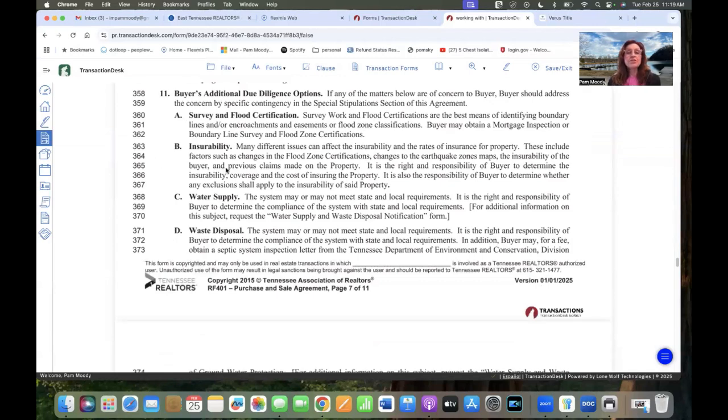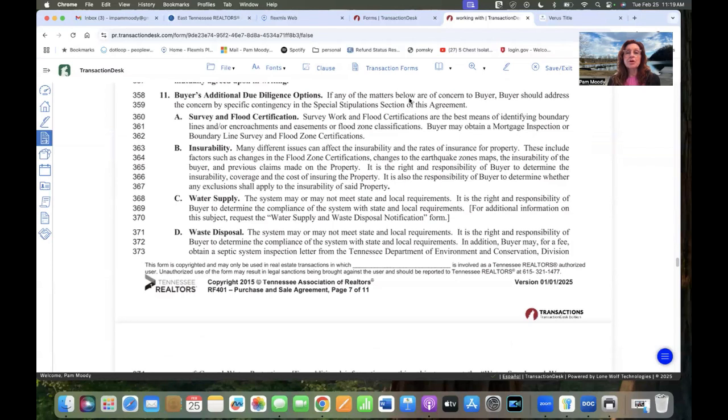Buyer's additional due diligence options. If any of the matters below are a concern to buyer, buyer shall address the concern by specific contingency in the special stipulation section of this agreement. Survey and flood certification, insurability, water supply, waste disposal. So if there's a septic tank and you want it emptied and inspected, we'll put that in there too.